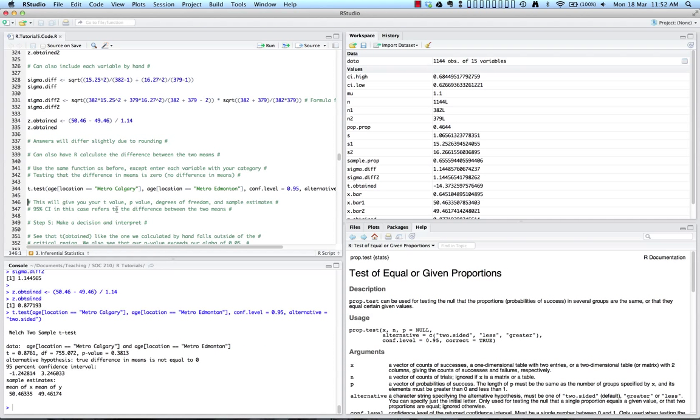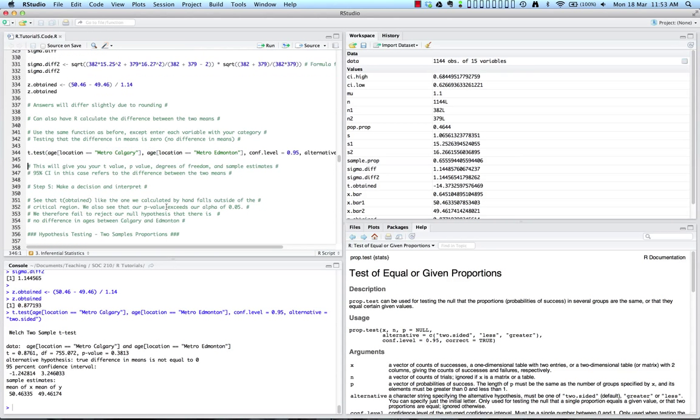So here, again, we get our t-value, our p-value, our degrees of freedom, and our alternative hypothesis and confidence intervals related to a 0 difference at the mean. Here we see that we have a t-value close to what we had at 0.8761, our degrees of freedom, taking into consideration the sample sizes for both Metro Calgary and Metro Edmonton. And here we have a p-value that exceeds our alpha of 0.05. Due to this, we can move on to step 5, where we make a decision and interpret our results.